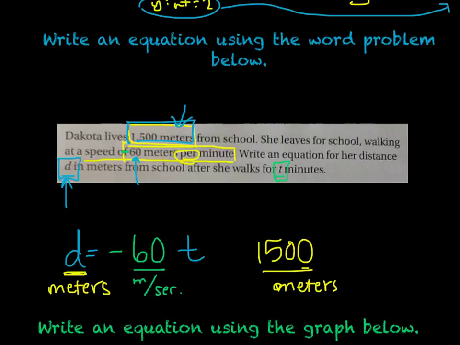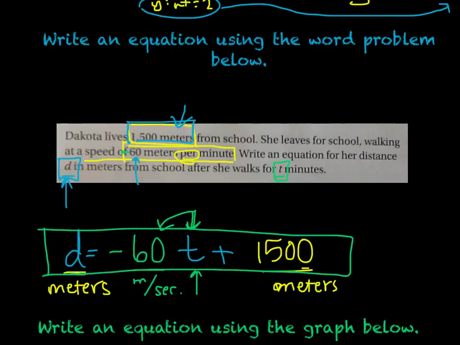I'm going to put this in blue. Add 1,500 to that. Because this d and the t, the distance, depends on time, and since we have negative 60 meters per second, that's how much her distance is decreasing every second, we need to pay close attention to how much time that takes. So there is my final equation. D is equal to negative 60t plus 1,500.